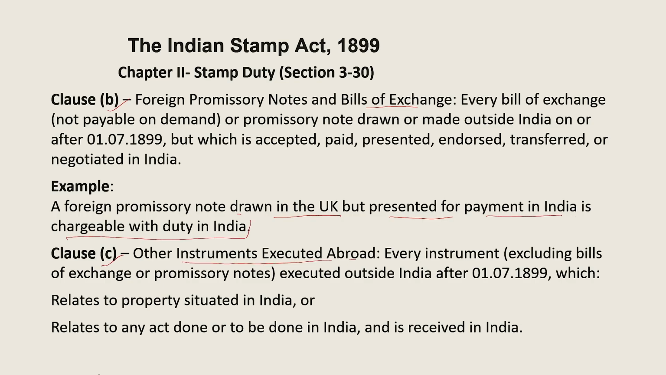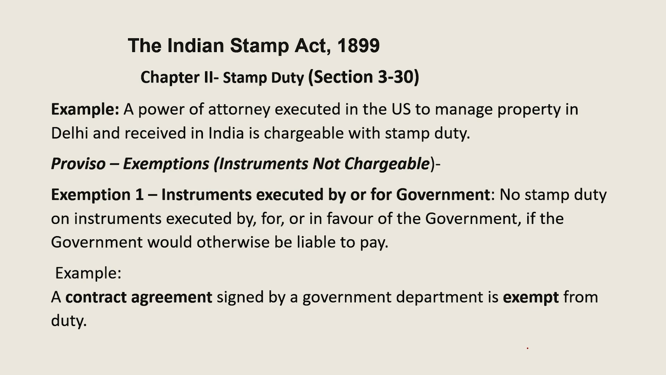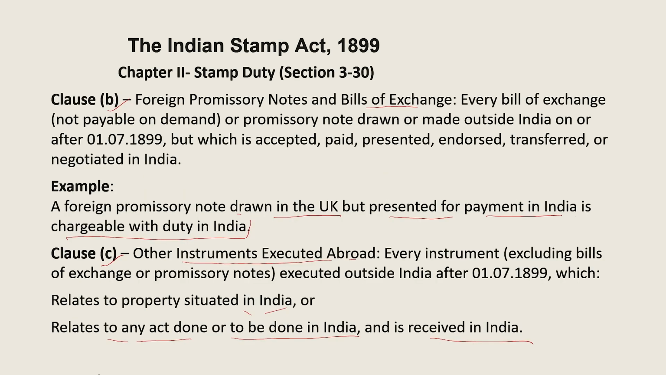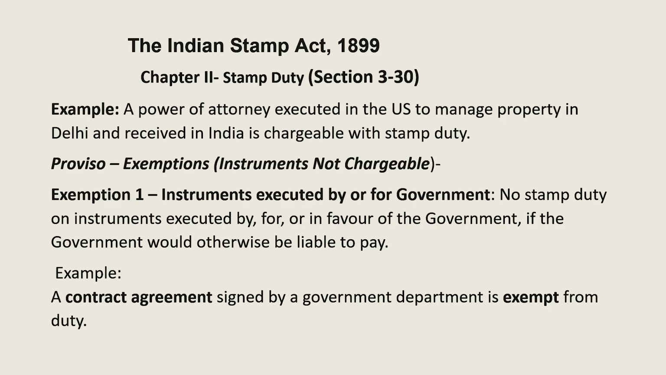Clause C, other instrument executed abroad. Every instrument excluding the bill of exchange or promissory note, if executed outside India after 1st of July 1899 and which relates to property situated in India, or relates to any act done or to be done or received in India, will also be covered under this section 3, where the stamp duty will be applied. Example, a power of attorney executed in the US to manage property in Delhi, India, and received in India is charged under the Stamp Duty Act.